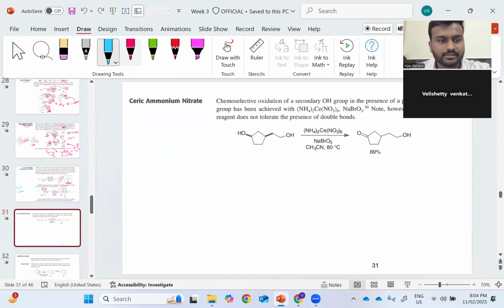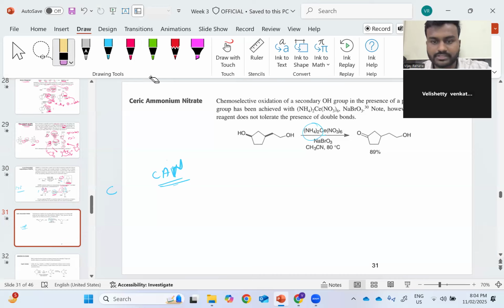So this was the reagent, and there is another oxidizing agent, cerium ammonium nitrate, that in the lab we generally refer to as CAN. This cerium ammonium nitrate reagent is a salt, (NH4)2Ce(NO3)6. So this is the full structure of cerium ammonium nitrate, and it works in the presence of acetonitrile at 80 degrees Celsius.